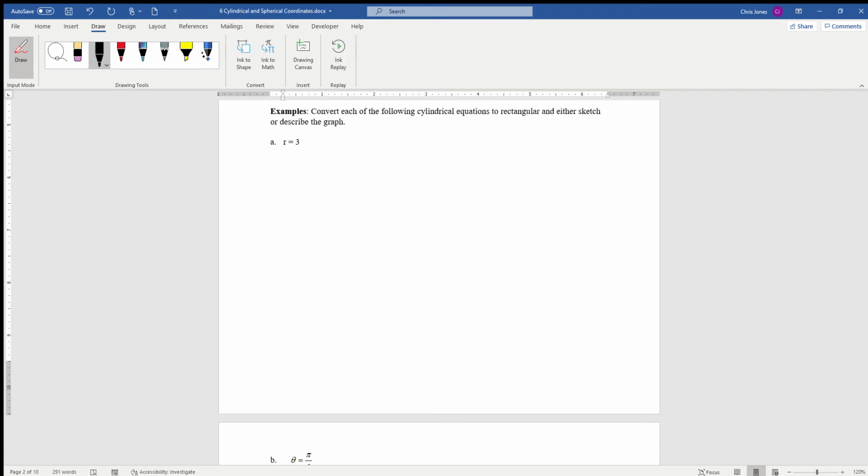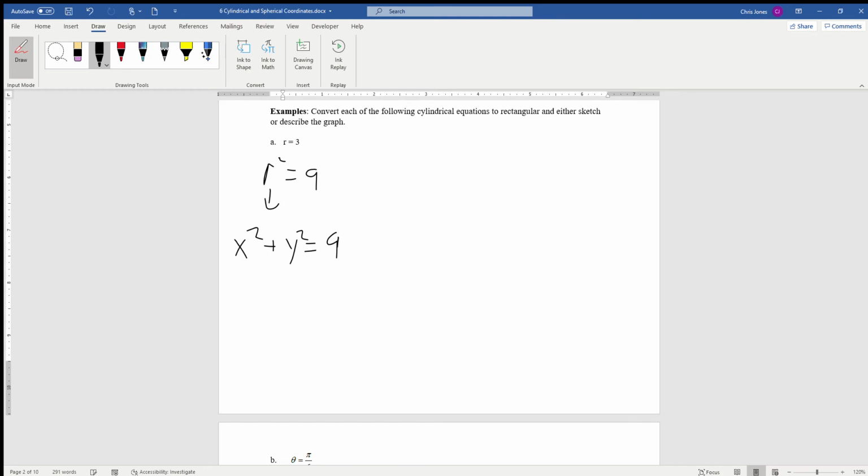Now r equals 3 is a pretty simplistic equation seemingly, but we need to be able to convert that back into our Cartesian system. So here's what we're going to do. For this one, I'm going to square both sides. The reason I square both sides is because we know that there's an identity for r squared. Remember that r squared is x squared plus y squared.